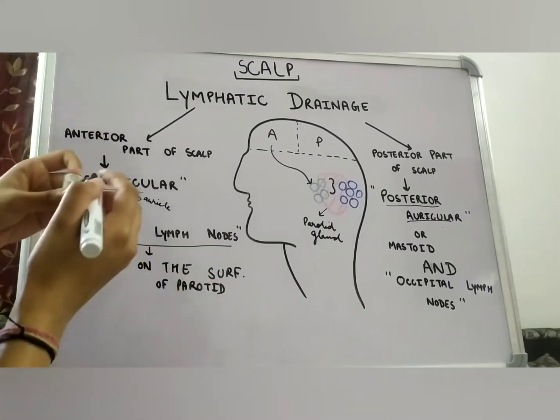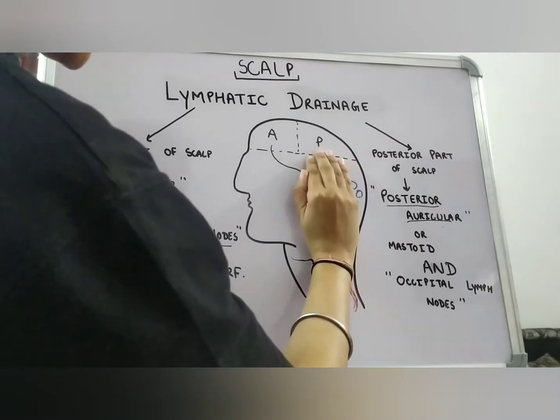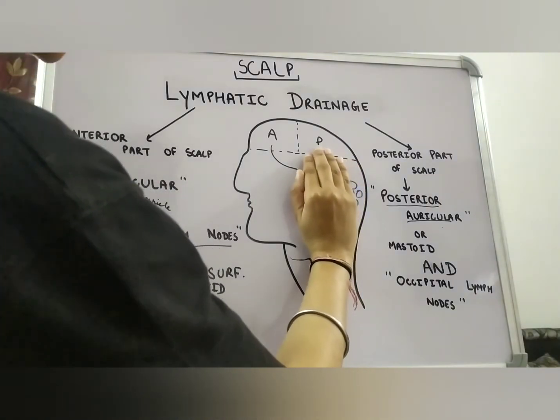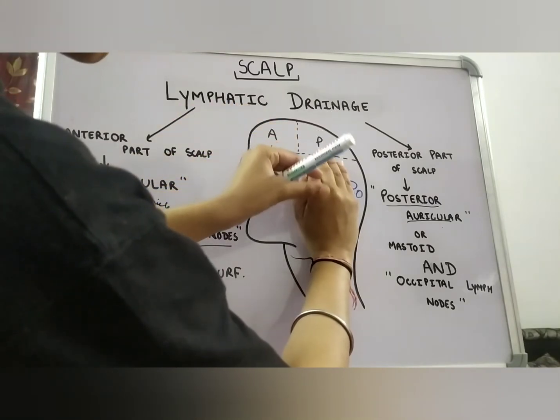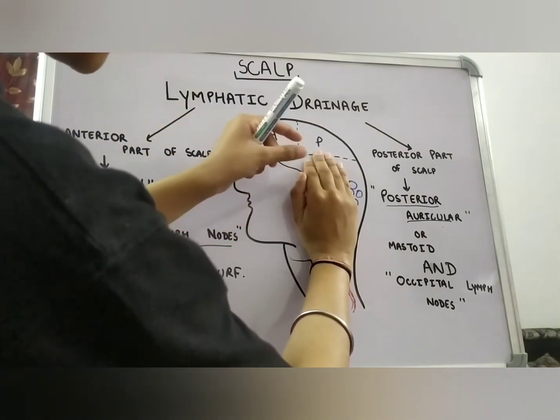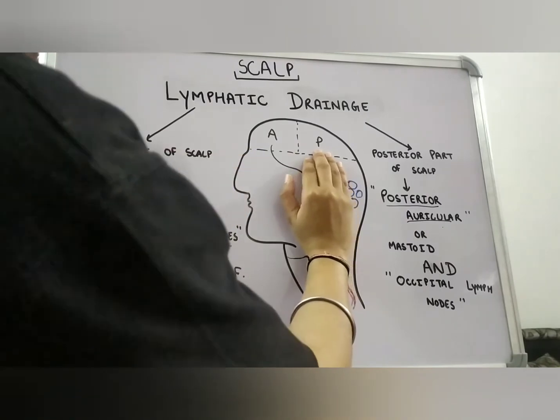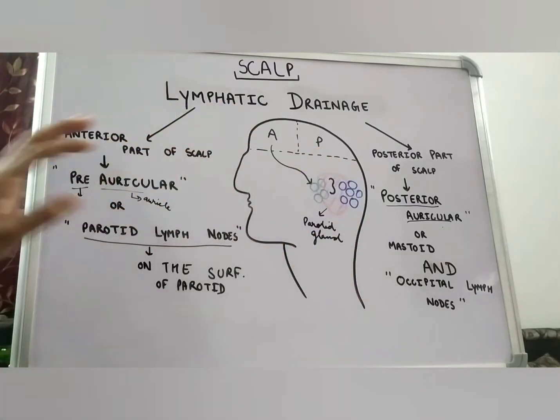What I mean to say is that, suppose this is your parotid gland, so these parotid group of lymph nodes or the pre-auricular lymph nodes would be situated on the surface of the parotid, not inside the parotid, on the surface of the parotid. Okay. So this was about the anterior part.